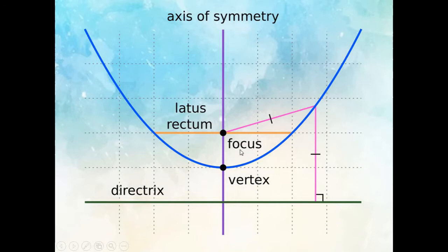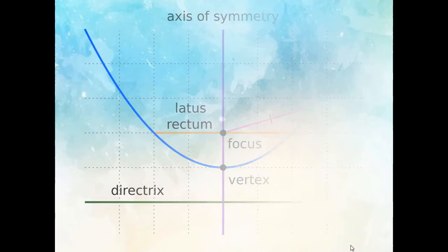And the latus rectum, that is the line segment through the focus connecting 2 points on the parabola and that is perpendicular to the principal axis. And lastly, the principal axis or the axis of symmetry, that is the line through the focus and perpendicular to the directrix. Let's now go to the cases of the parabola.